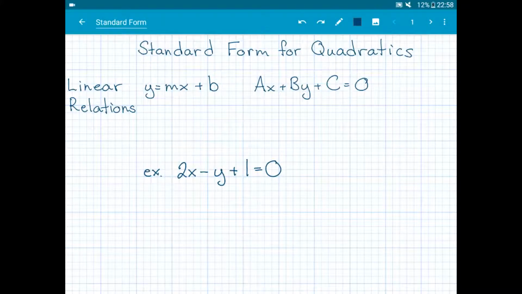Hello everyone. Today we're going to start our series of videos on quadratic functions by looking at the standard form for quadratic functions. I thought that we might go back and take a look at linear relations and see what our motivation is for creating this form of the quadratics. So let's take a look at the two forms that we learned last year for linear functions.